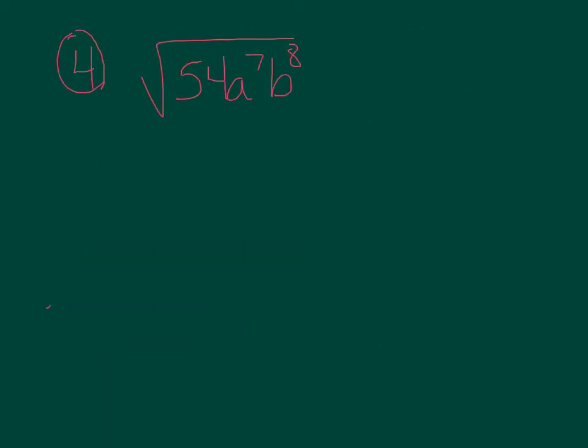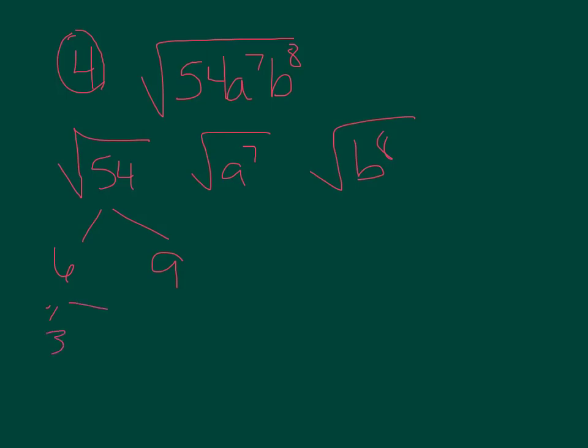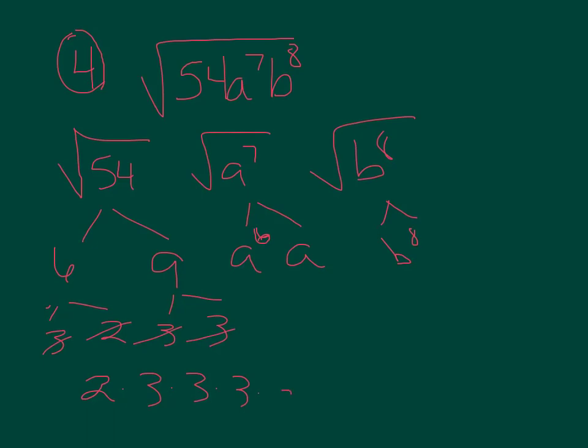All right, so we're going to break this down. I'm going to take the square root of 54, the square root of a to the 7th, and the square root of b to the 8th. I'm going to do them separately. Let's do 54. So I have 6 and 9. 6 is 3 and 2. 9 is 3 and 3. Now I have a to the 7th. Remember, we want pairs. So a to the 6th, 2 will go into that, so I can break that down into pairs, and then I have an a. B to the 8th is good, it's even, so 2 will go into that. So I have a 2 and three 3s, and then a to the 6th times a, and then b to the 8th.